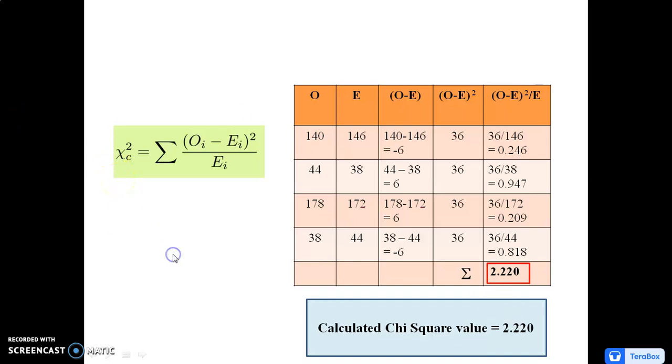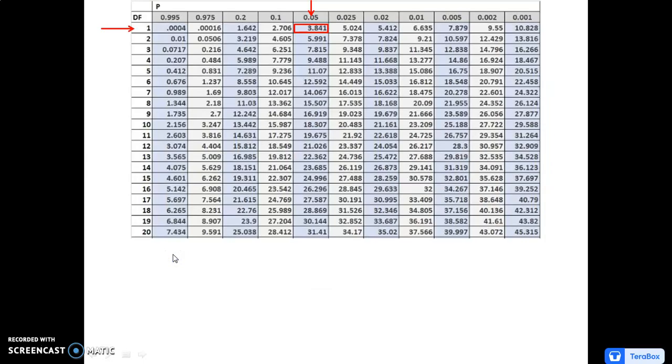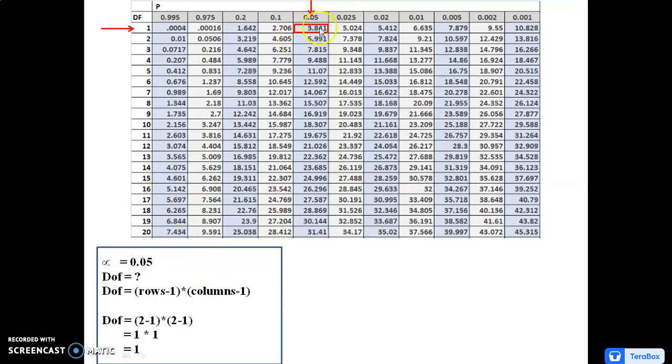Now this is not the end. Now we have to compare it with the chi-square distribution table. Now the degree of freedom is 1, and we have the significance level as 0.05. So the critical value that has been told is 0.05. So we have to look at this particular column, and degree of freedom as of now we don't know. So how to calculate that? To calculate that, we have a formula, that is rows minus 1 into columns minus 1.